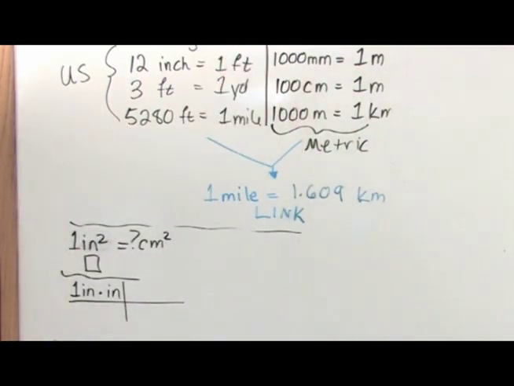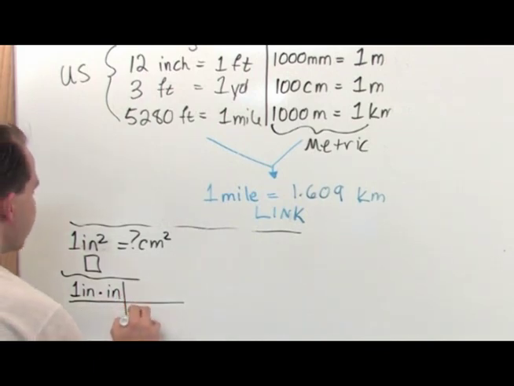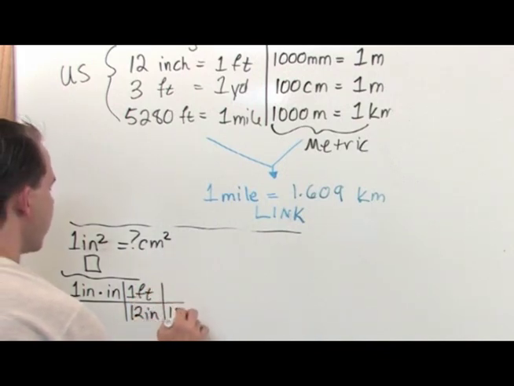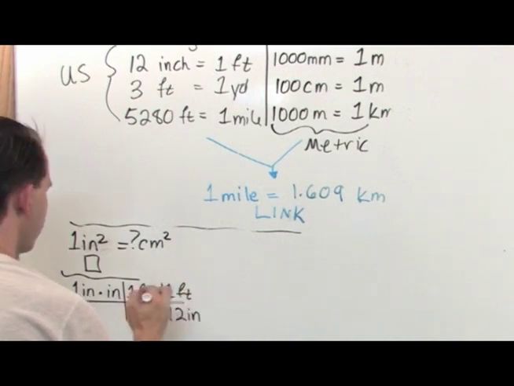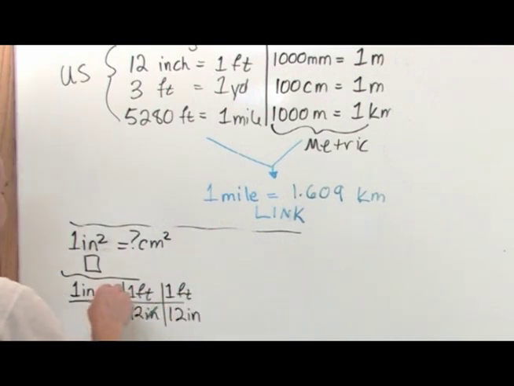So first, let's go from inches to feet. I know that there's 12 inches in 1 foot. So I write it like that, and I'm going to do it one more time because I have 2 of these inches to cancel. So I write it in this fashion so I can cancel inches with inches and inches with inches.